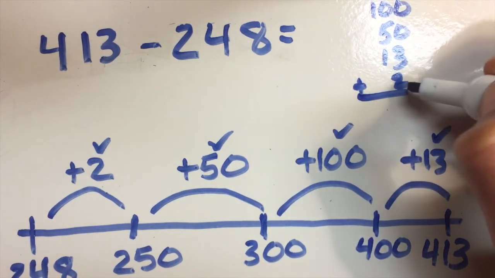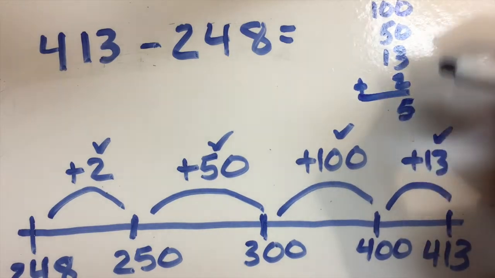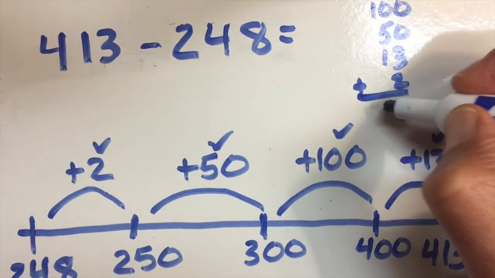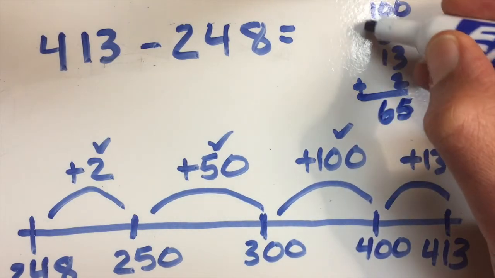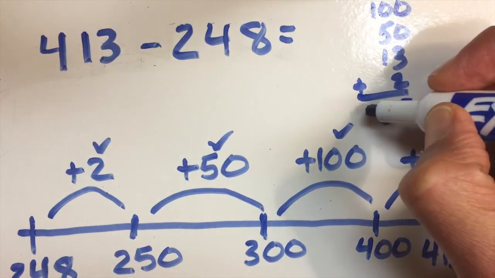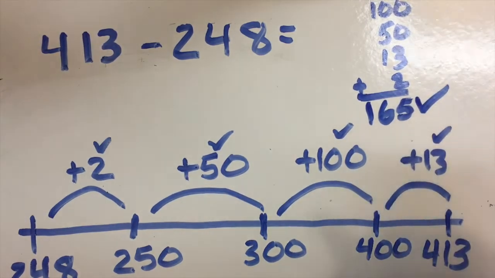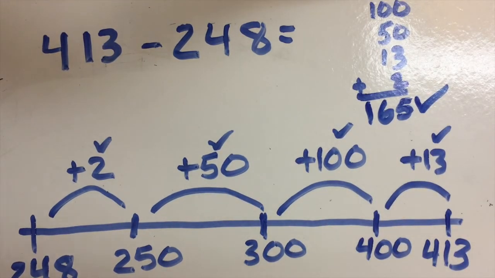0, 0, 3, and 2 in the ones column is a 5. 0, 5, and 1 in the tens, we have 6 tens, which is 60. And in the hundreds column, we just have a 1. We get 165. Same answer we got the two previous ways.